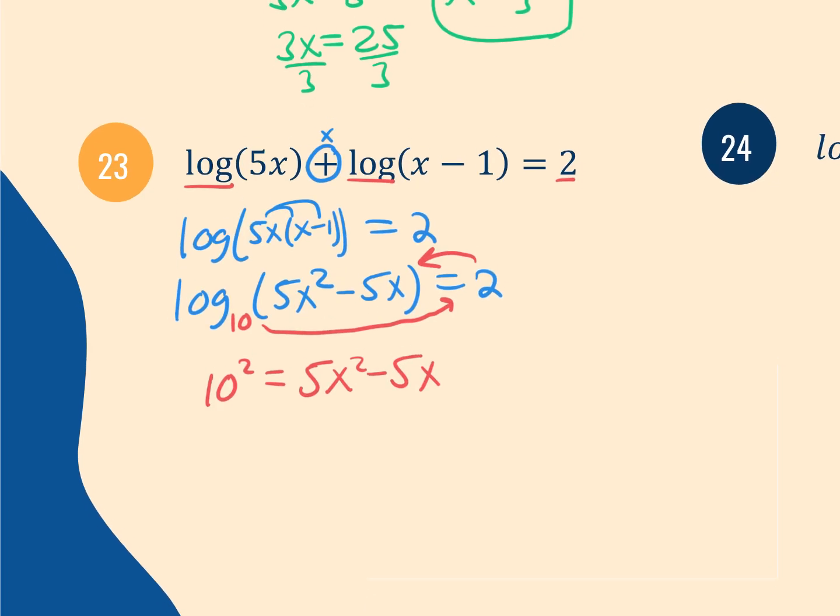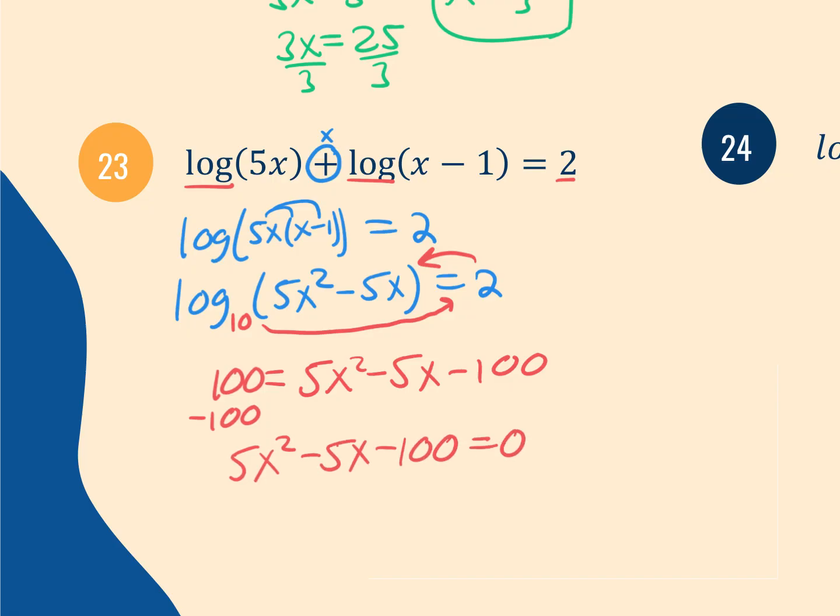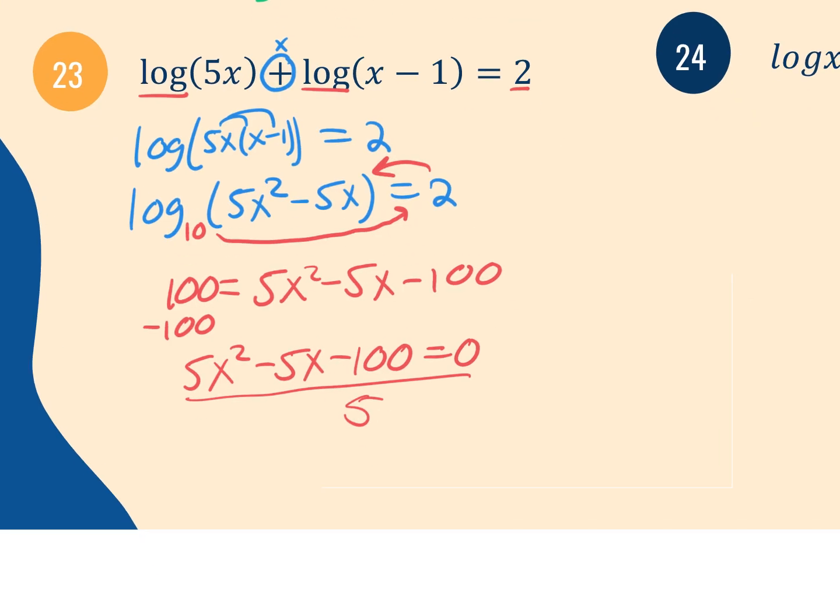But 10 squared is 100, all right? So let me go ahead and erase that now, and I'm going to replace it with 100, all right? Notice now that this looks like a quadratic equation. So all we have to do is subtract 100 on both sides and factor it, right? We end up with 5x squared minus 5x minus 100 equals 0. All of these terms have a common factor of 5, so let's divide everything by 5 to make it a little bit easier to factor.